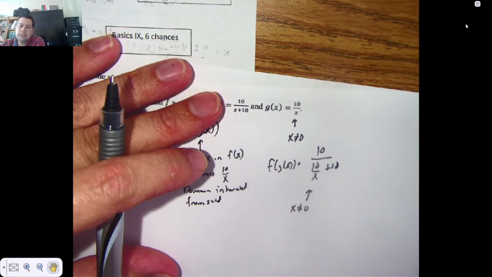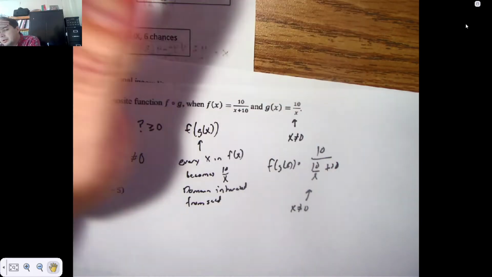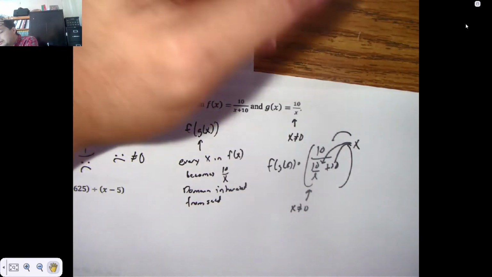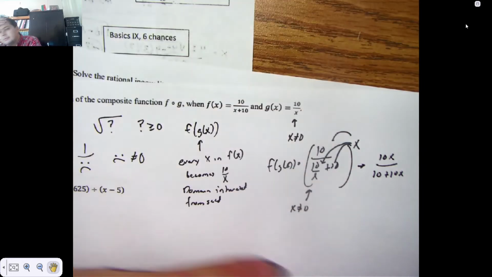And what we have to do here is clean up the fraction to get it in a more appropriate form, and we might see something else, because there is something else. All right. Now, this is what's called a nested fraction. And what I'm going to do is multiply every single piece by x. As long as you multiply everything by an x, you don't change it. And I'm left with 10x over 10 plus 10x.